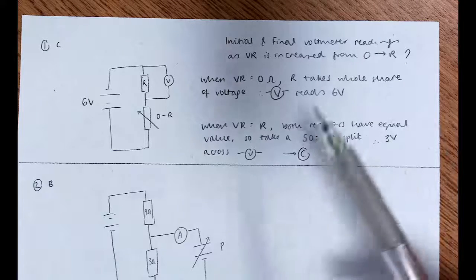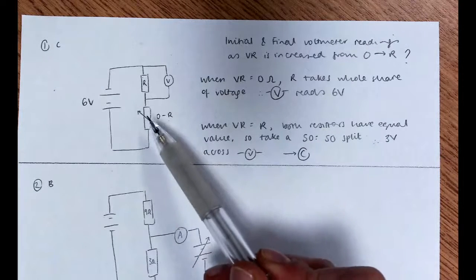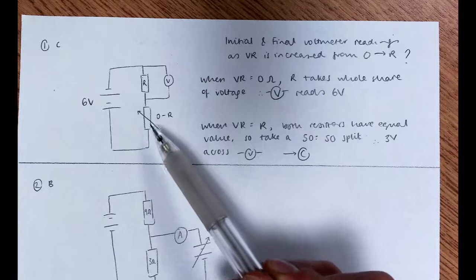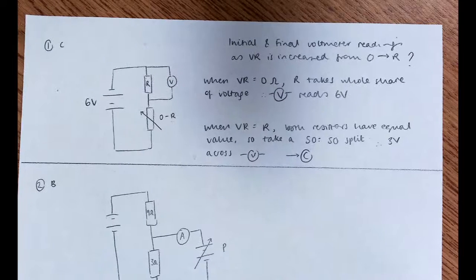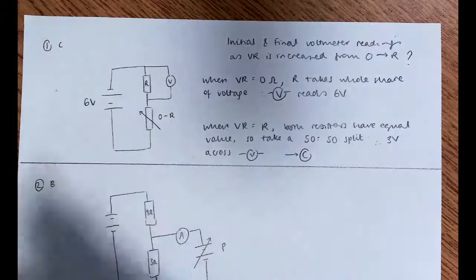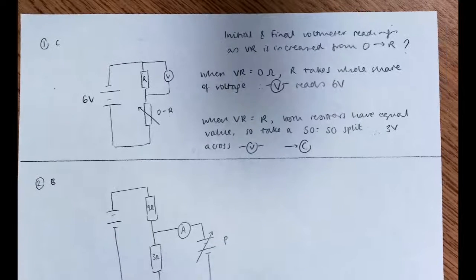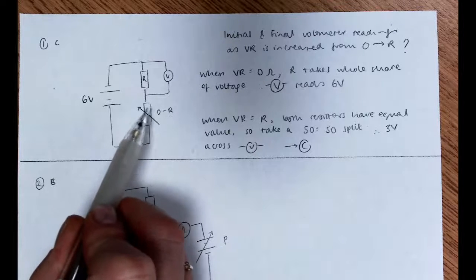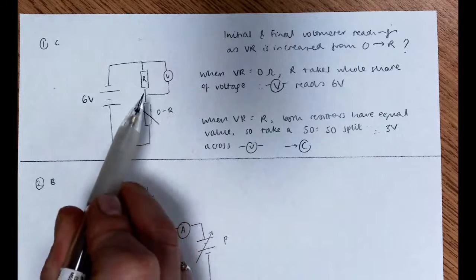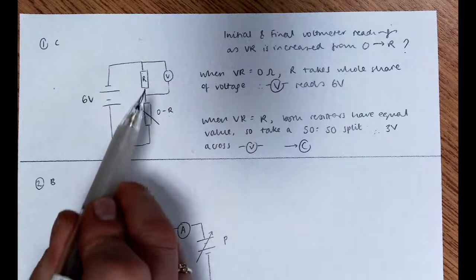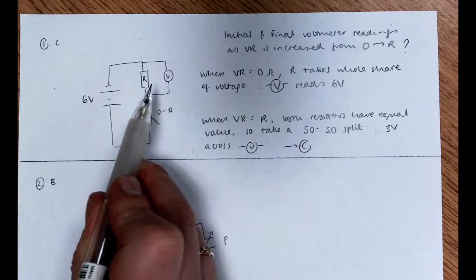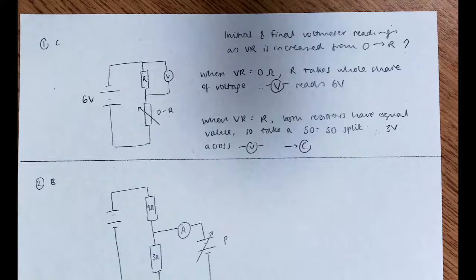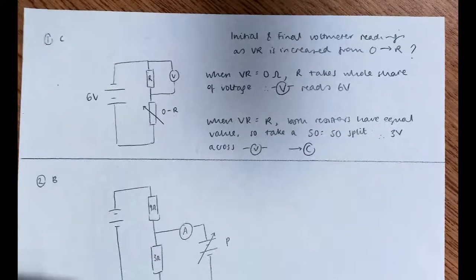So when the variable resistor is 0 ohms, it effectively is not a resistor. It just provides a pathway of 0 resistance, doesn't take any of the voltage share. In that case, the fixed resistor will take the whole voltage share and will get 6 volts, so the voltmeter will read 6 volts. When the variable resistor is increased to have a value of R, then you've got identical resistances, 2 in series with each other, so they will take a 50-50 split, and therefore half of 6 is 3, and the voltmeter will read 3 volts. So that was quite straightforward.